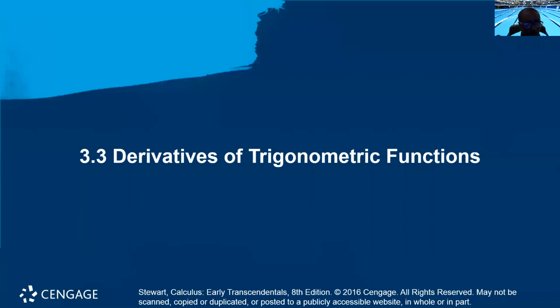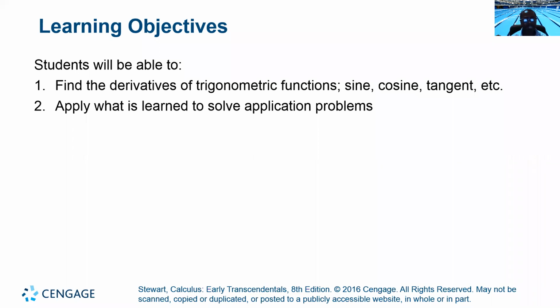Yes, this is the video for section 3.3, finding the derivatives of trigonometric functions, or simply trig functions. These are the learning objectives. At the end, you should be able to find the derivatives of the basic trig functions: sine, cosine, tangent, cotangent, cosecant, and secant. We will look at the inverse functions later on, in 3.5 or 3.6, and then apply what you learn to solve our applications.